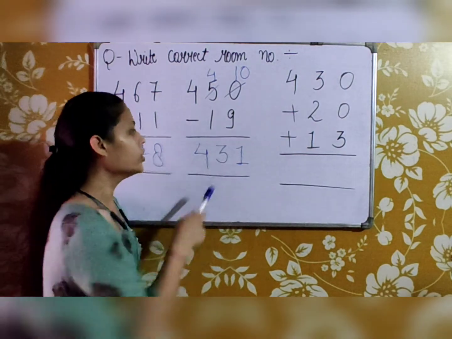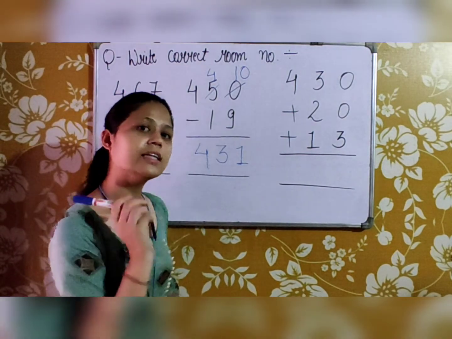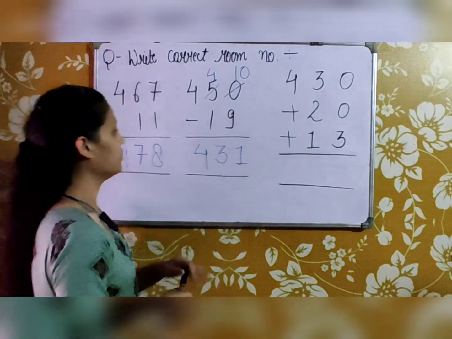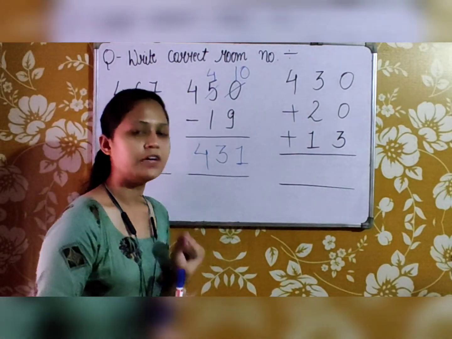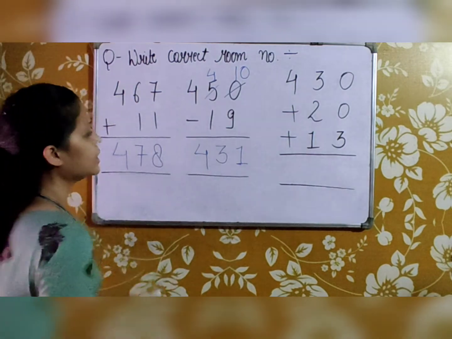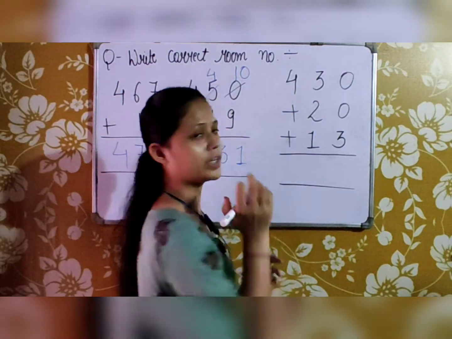So what you will do? You will circle 431 in the table in your book. We have solved this sum, so the answer is 431. Now you will circle 431 also in that table. Now similarly we have to do the third question also.